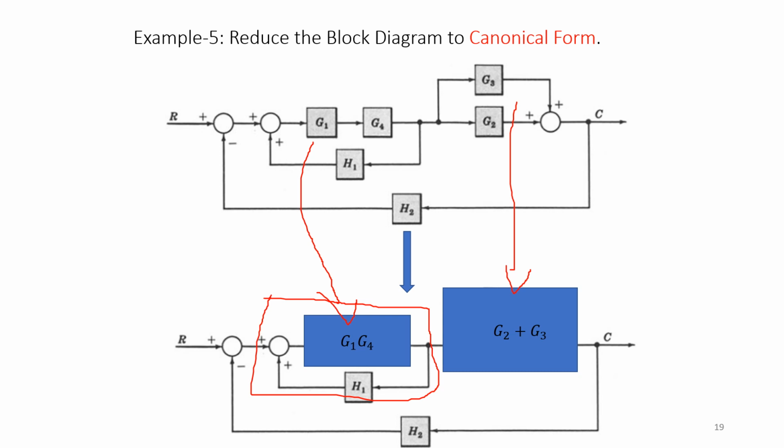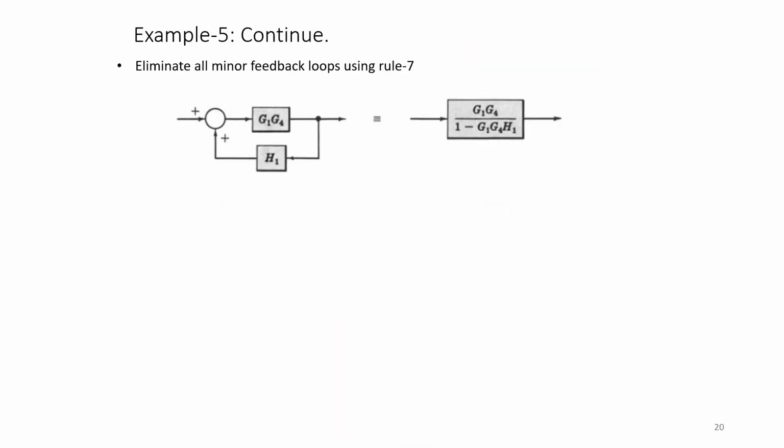And then this becomes in cascade with G2 plus G3, and you have one more feedback loop and you can simplify. So we'll see that in later slides. Okay, so this is what I told you.